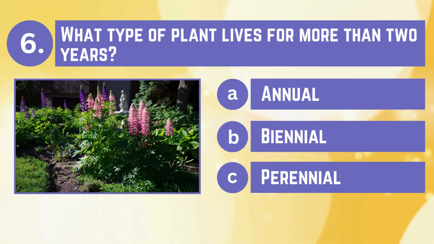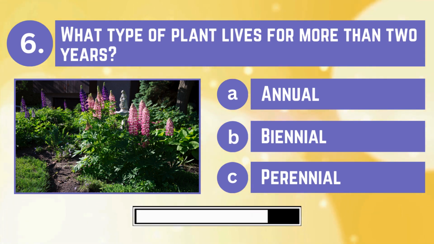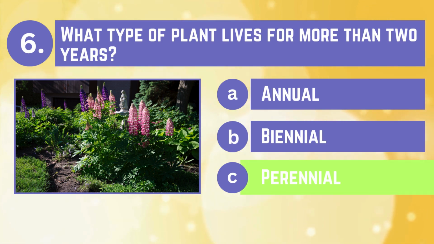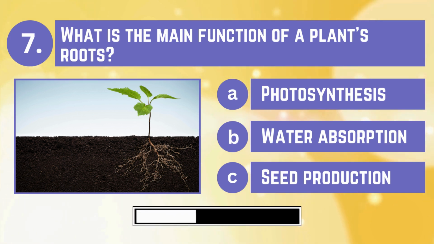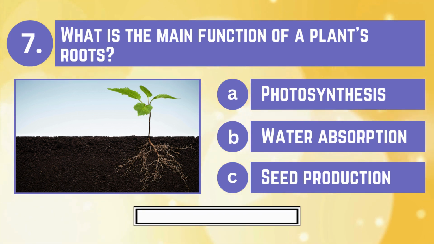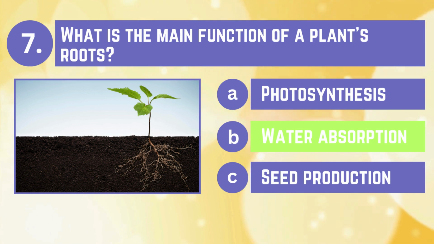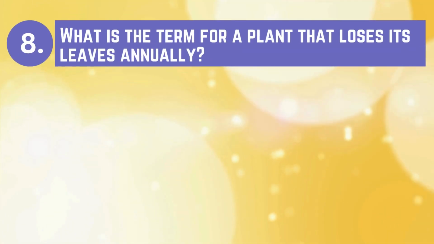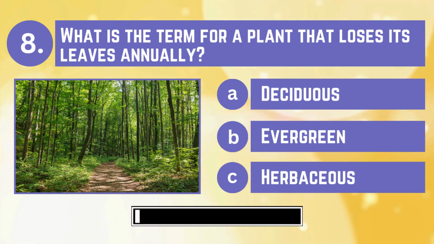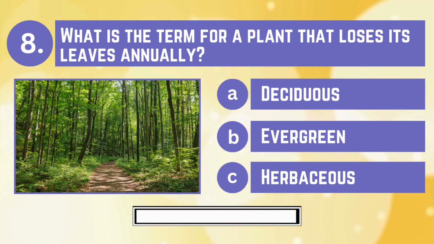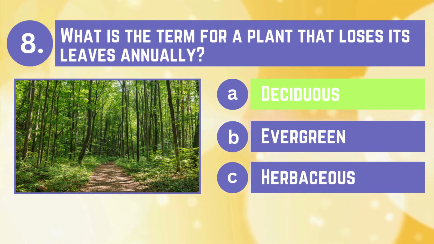What type of plant lives for more than 2 years? Perennial. What is the main function of a plant's roots? Water absorption. What is the term for a plant that loses its leaves annually? Deciduous.